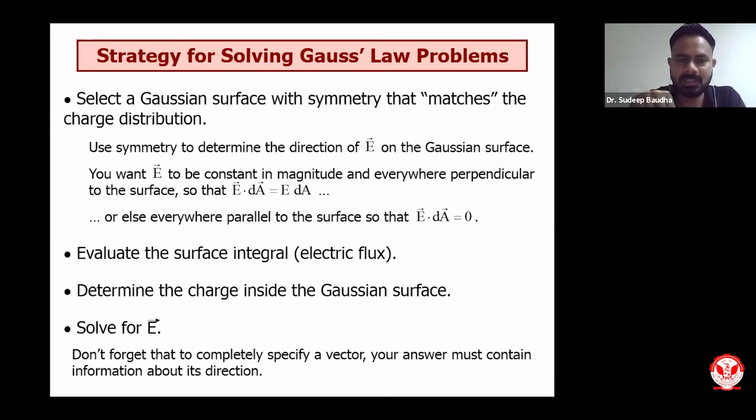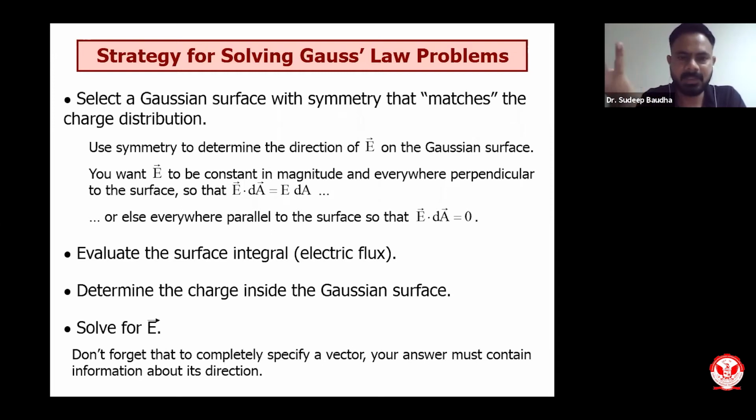So we can directly say E dot dA should be equivalent to E dA. Theta should be 0 in this case. Or everywhere where it is not parallel, it should be equivalent to 0. So please, we have to select the geometry for applying Gauss law in such a way that either the electric field vector is parallel to the area vector or it is perpendicular to the area vector.